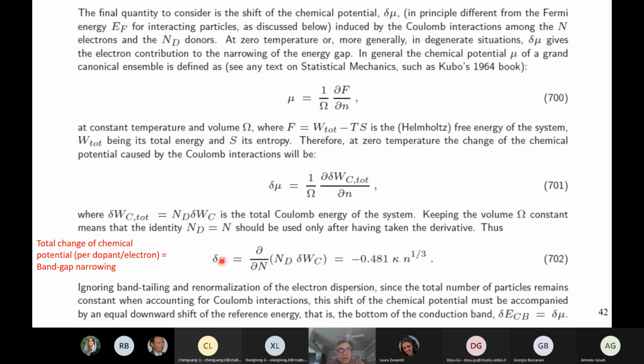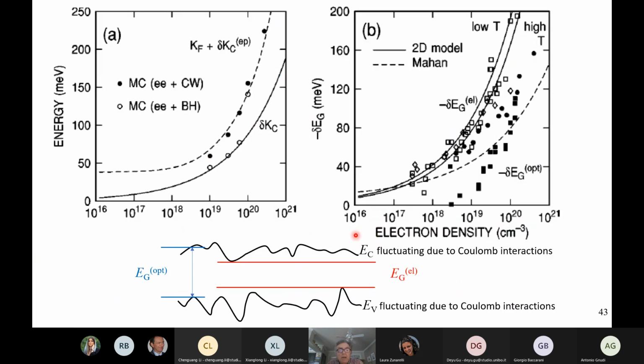So this is the change in the chemical potential, and this is equivalent to a shift of the conduction band in order to keep the density constant. We want to keep the fixed density. This is the result of Mahan's calculations, in a dashed line over here.